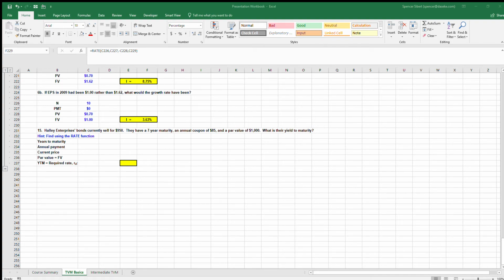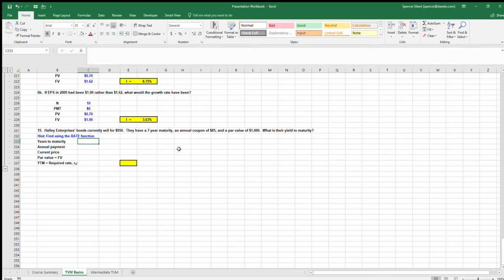All right, question 15. Haley's Enterprise bonds currently sell for $950. They have a 7-year maturity, an annual coupon rate of $85, and a par value of $1,000. What is their yield to maturity? This is, of course, an interest rate question. So let's go ahead and put in, it says hint, find using the rate function. I don't know if that was supposed to be shown to you guys, but it is.